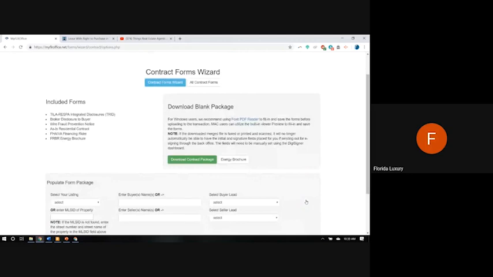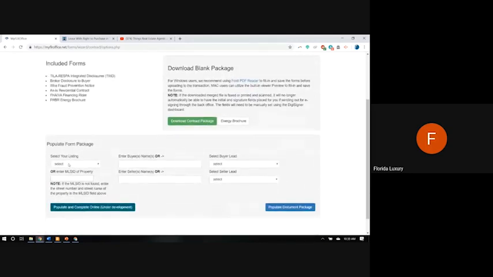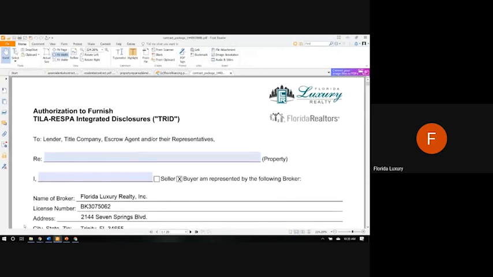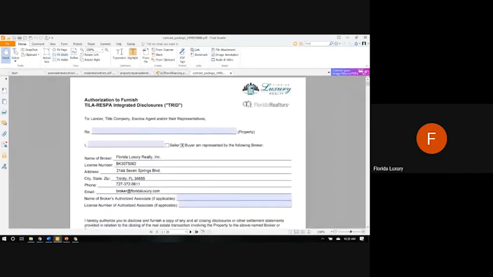Now, what's cool is we can download this as a blank document package, or we can come down here, select your listing. I'll just do this one. Actually, I don't really need that one. You can just grab an MLS ID. You can put in the buyer name or put in the seller name, and then we can populate the document package. That's not going to work, but I didn't fill it out. When we do this package, it will actually generate the full package here. If we had filled out the bottom with the buyer or seller's name, it would automatically fill this document in for us.